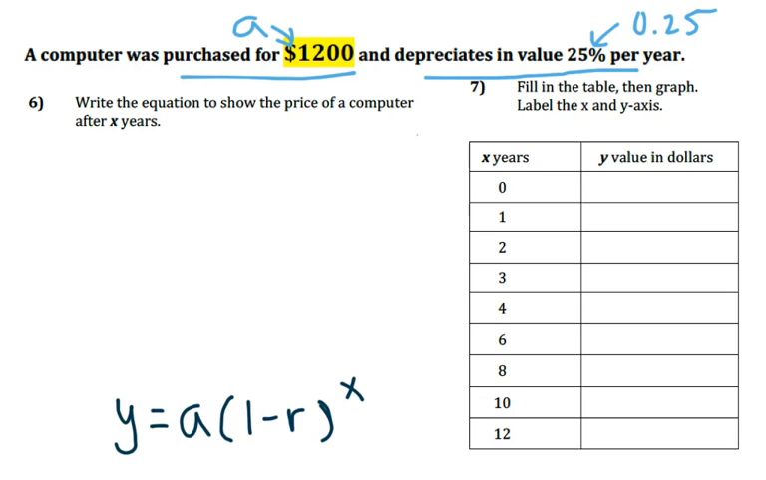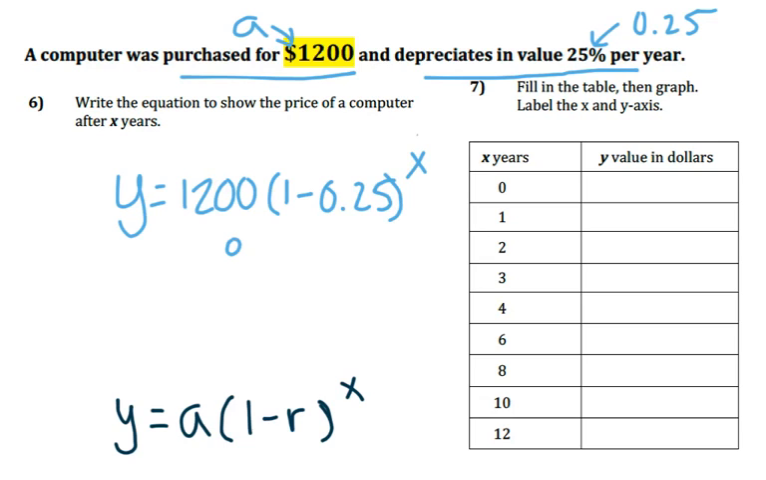So to write our equation, we have y equals 1,200 times 1 minus 0.25, so we could write it as 1 minus 0.25 raised to the xth power, or, as we've been simplifying it earlier, we could write it as y equals 1,200 times 0.75 raised to the xth power. Now my preference is the second one. It's a little simpler and easier to work with when we're putting it in our calculators.